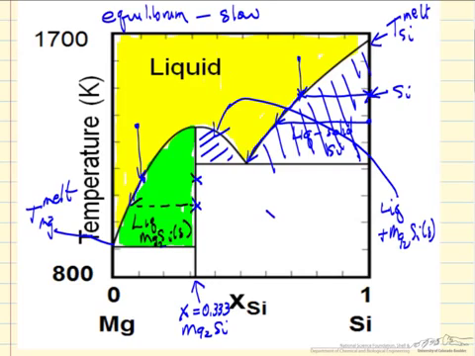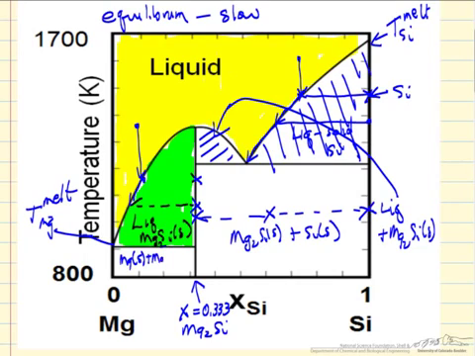If I indicate a point here in the solid region, what this corresponds to are two phases in equilibrium. This solid phase and this solid phase. So this corresponds to the compound, solid, plus silicon solid. So two distinct phases in equilibrium, and this entire region then are those two phases in equilibrium. This entire region then is magnesium solid plus Mg2Si solid. Again, two solid phases in equilibrium.